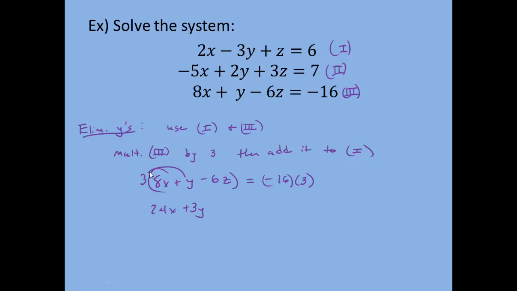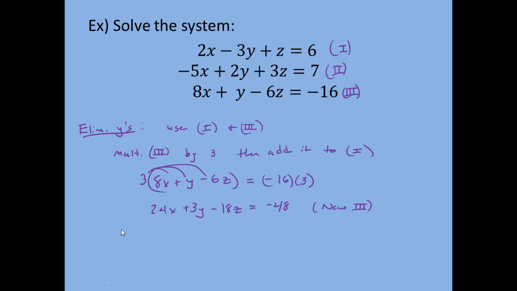plus 3y, and 3 times a negative 6z is a negative 18z, is equal to negative 16 times 3, which is a negative 48. Be very careful with your signs here. It's very easy to make a mistake. So this is my new equation 3. And the reason we chose to multiply by a positive 3, remember, is because I need this to be the opposite sign of the y in front here.